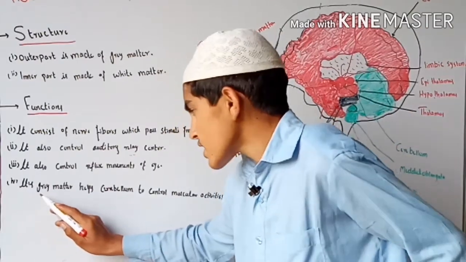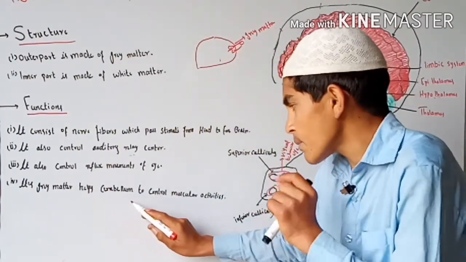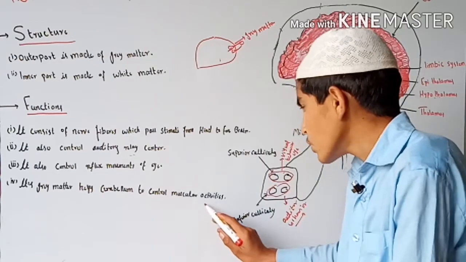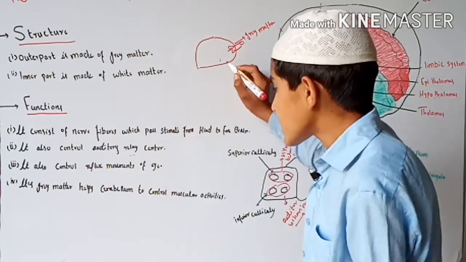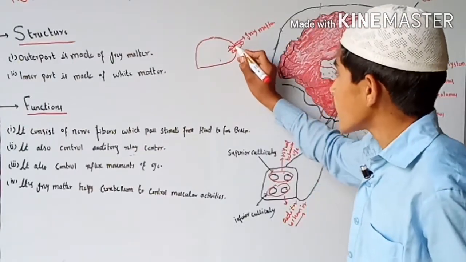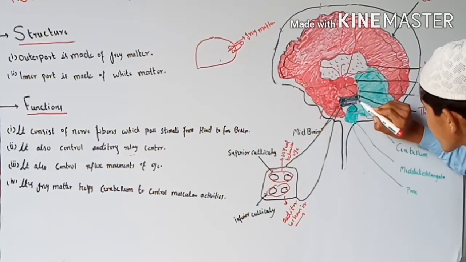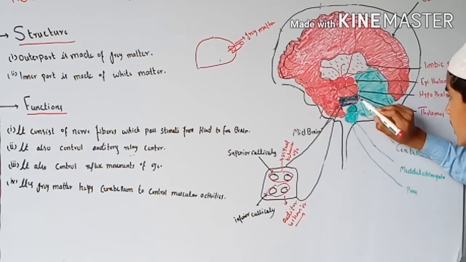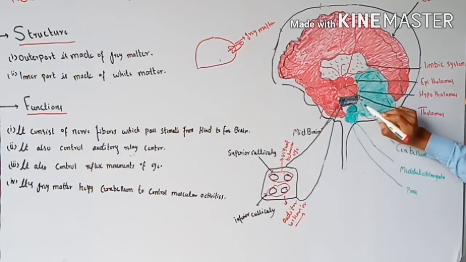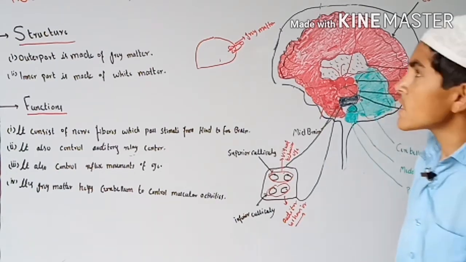Fourth, the gray matter helps the cerebellum control muscular activities. So this is its outer part. This outer part helps the cerebellum to control the muscular activities. Okay, so this was the brain.